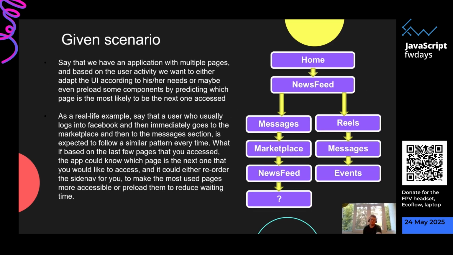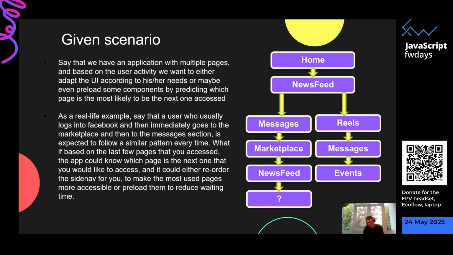I want to build this model with you. Given a scenario: I'm in the page called home, then I'm going to newsfeed. From newsfeed, based on my history in that application, I usually go to messages or reels. From messages, I go to marketplace, to newsfeed, and from newsfeed, you restart the flow. Also from reels, I'm going to messages, to events, to whatever. So the question is, the user goes to home, newsfeed, messages, marketplace, newsfeed. What's next? You will have to find out. The machine learning model will have to find out which is your next action, and use that to predict some actions, to load some things, to show you an ad, or other things like this.